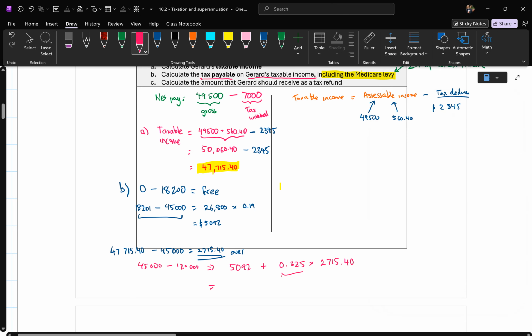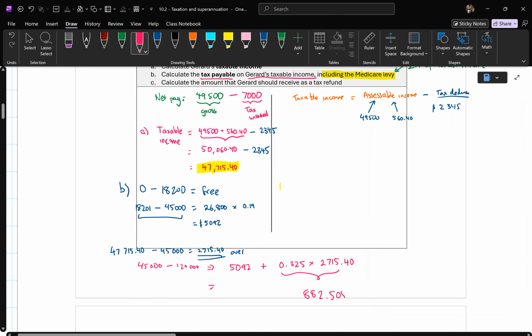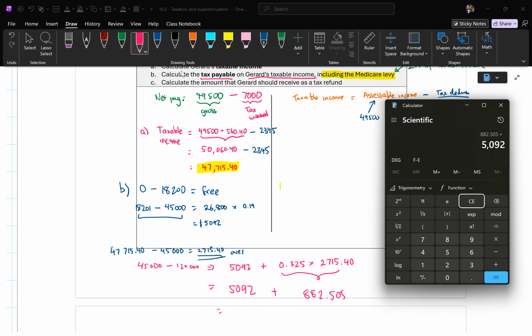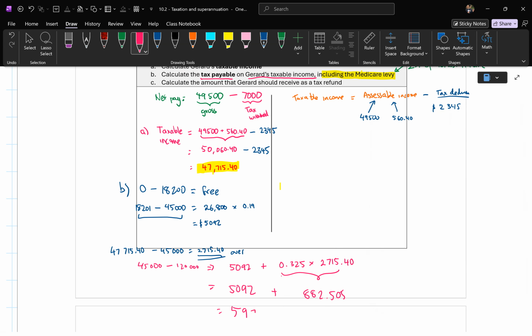So you got, this bit is 882, was it? 882.505 plus 5,092. See what that works out to be. So you now have 5,974.505 for the third bracket. Okay, so this is the first bracket's free. Second bracket, I'm paying 5,092, and now I'm in the third bracket.